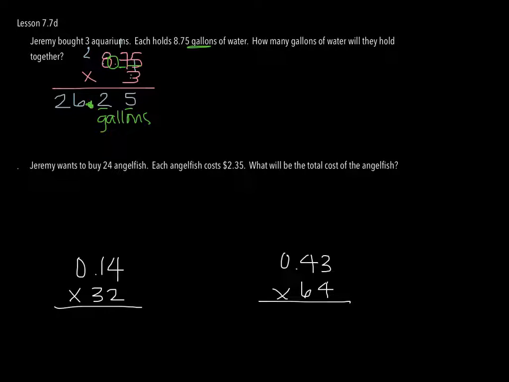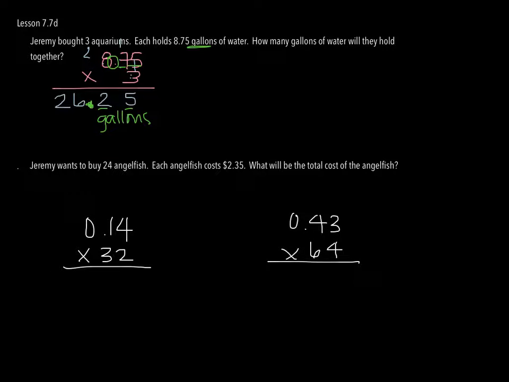All right, next, Jeremy wants to buy 24 angelfish. Each angelfish costs $2.35. What will be the total cost of the angelfish? And as promised, boys and girls, I'm going to do this one lattice method, and I'm going to do it up here just because there's a little bit more room, and that way I can move these problems up and be able to have enough room to multiply down here.